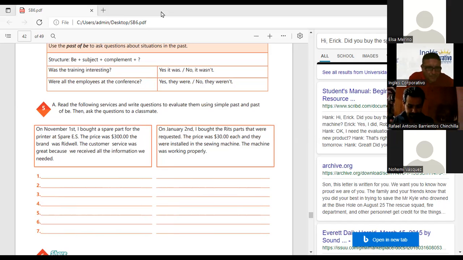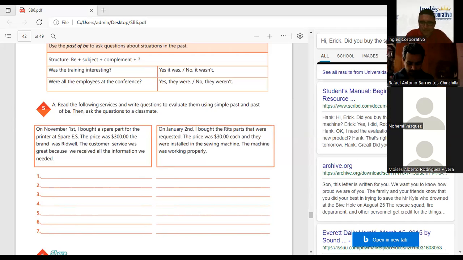Fíjese bien. Le voy a escribir esto para todos. Dice, was and were are the past form of be. It is used for situations or conditions. Mire lo que estoy escribiendo ahí. Was and were are the past form of be. It is used for situations or conditions.